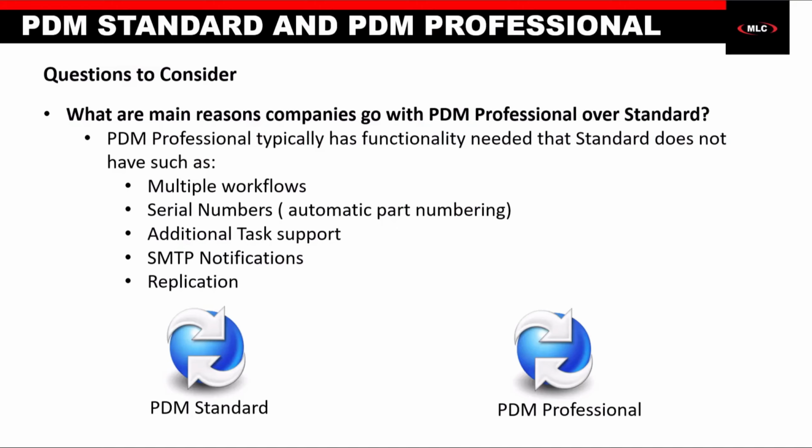They either are close to maxing out their one workflow in Standard, or they simply need another one for an ECN process or a different process, or they're looking to expand into different divisions. Workflows and more flexibility there, I think, is pretty high on the list. Serial numbers for automatic part numbering, additional task support is up there. Believe it or not, SMTP notifications is a really big deal for a lot of companies working with PDM. They need it to go through Outlook because they find that people miss too many notifications.